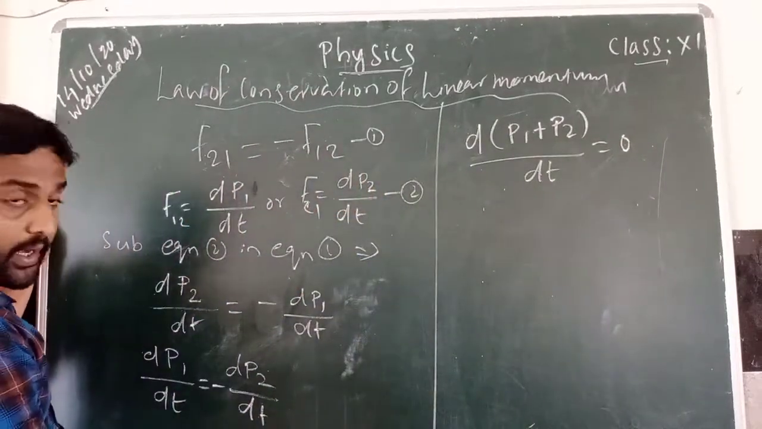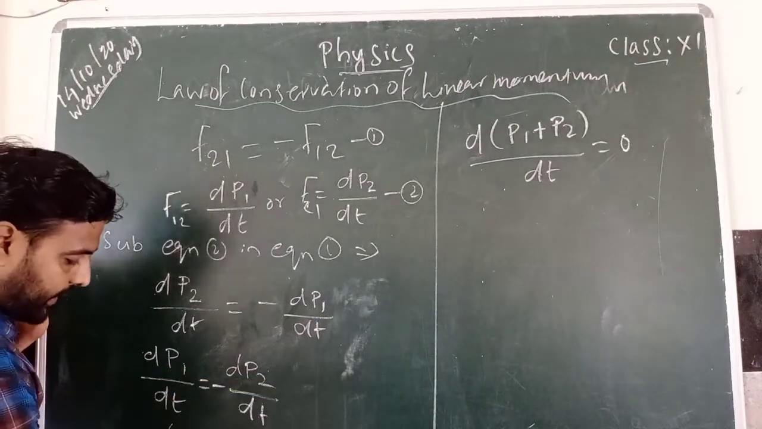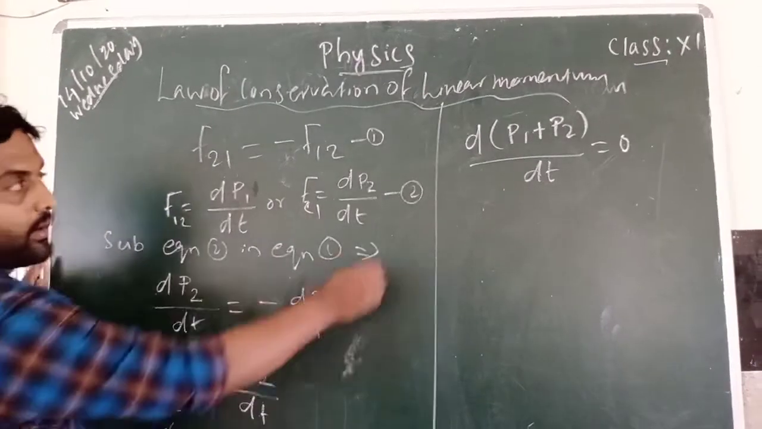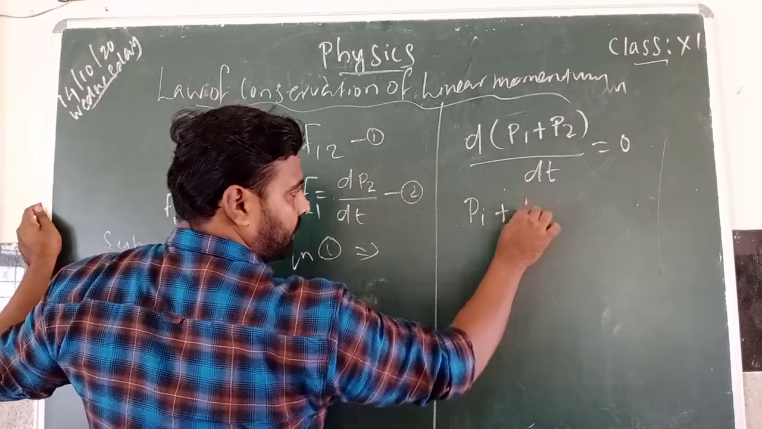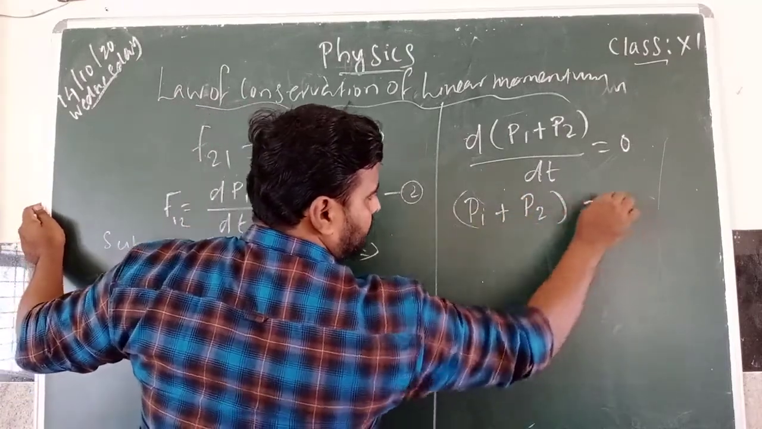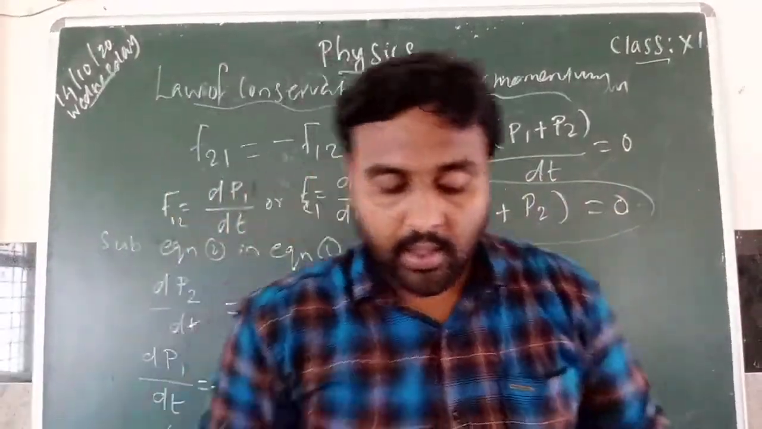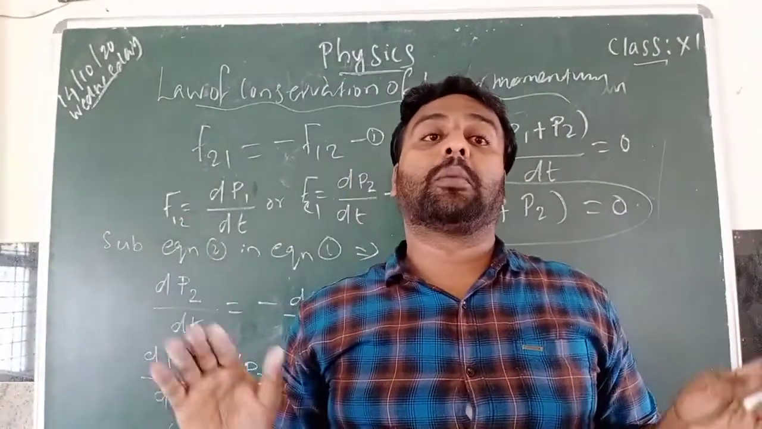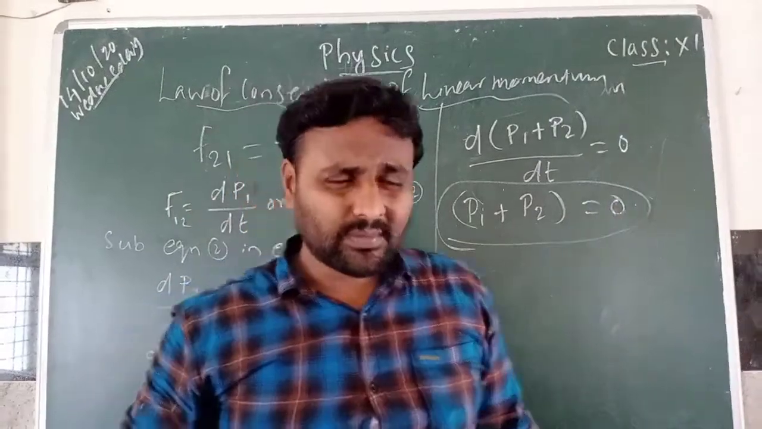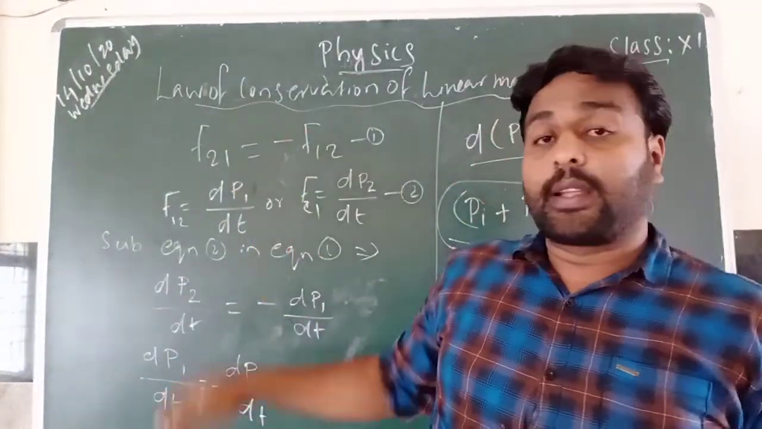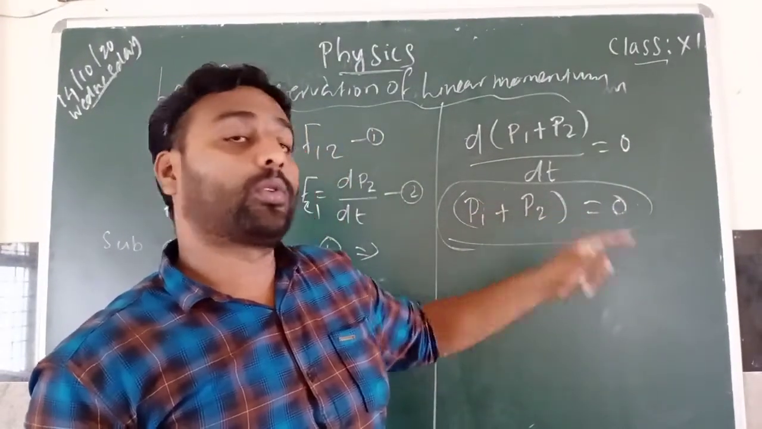Here I have taken d by dt common, and P1 and P2 taken together. So d by dt of (P1 plus P2) equals 0. This is what we are saying: the total linear momentum is a constant vector. So from Newton's second law we are proving that the total linear momentum, P1 plus P2, is constant.